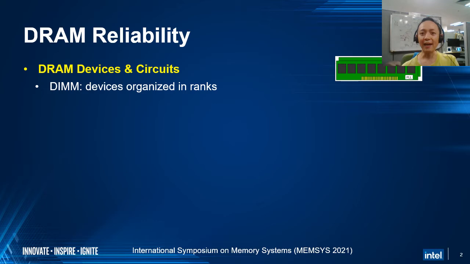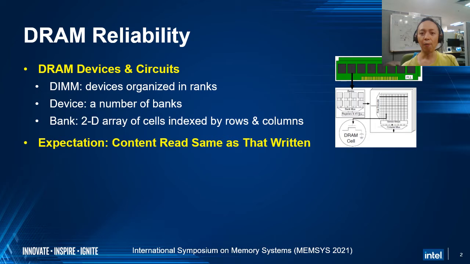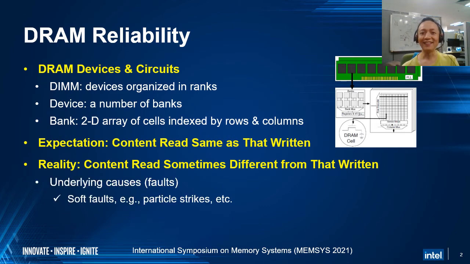A dual inline memory module is composed of a few DRAM devices organized in ranks. Each device contains a number of banks, and each bank is a two-dimensional array of cells indexed by rows and columns. While we expect that the content read from the device should be the same as that written, in reality it may not. There are multiple underlying causes, to which we refer as faults.